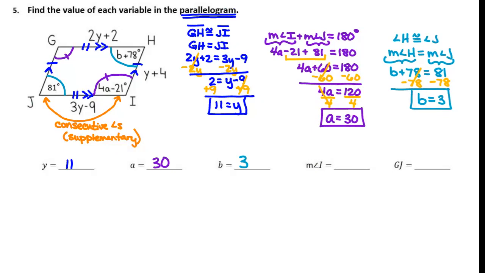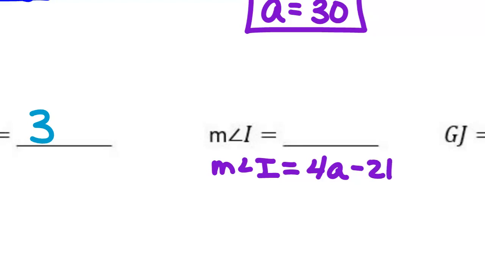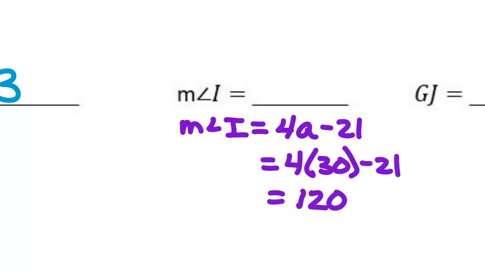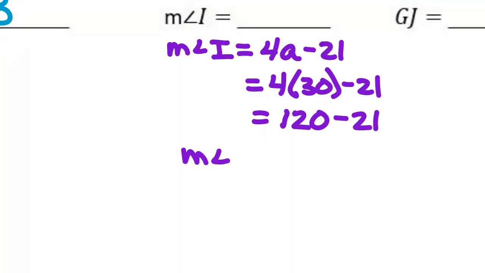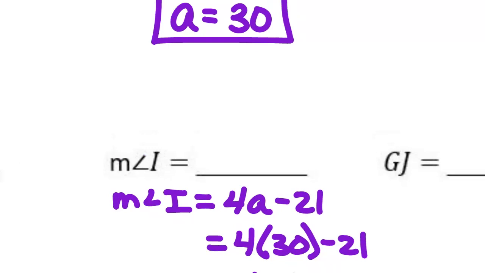All right, we need to find angle I. The measurement of angle I, what was the expression we were given for that? 4A minus 21. And we figured out that A was how big? So 4 times 30 minus 21. 4 times 30 is 120. And 120 minus 21 gives me what? 99. So the measurement of angle I is 99 degrees.